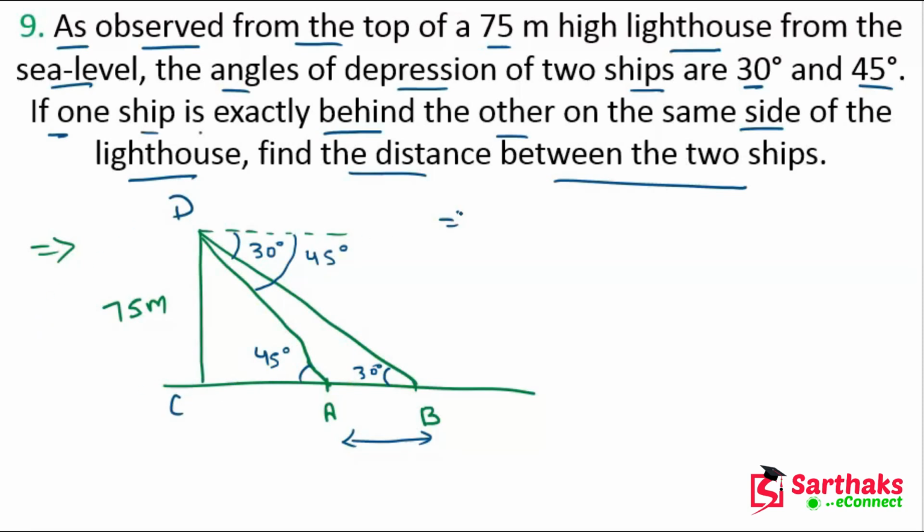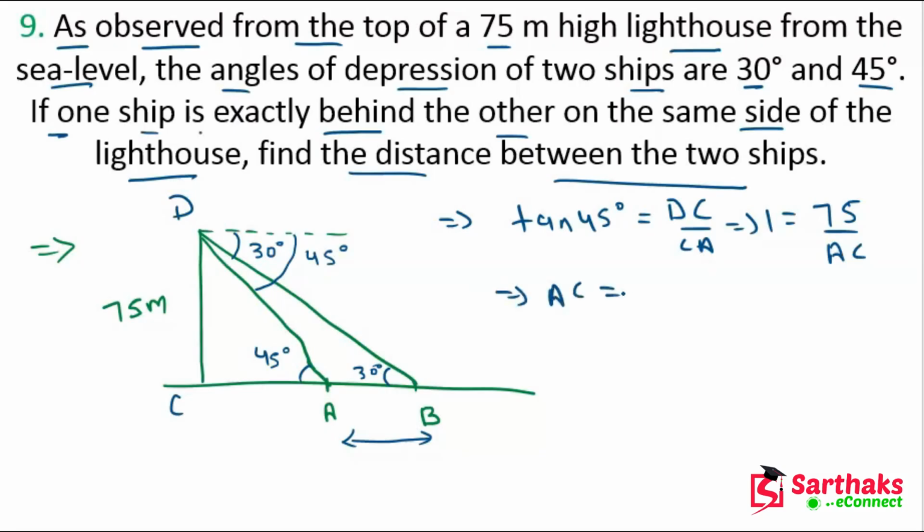Okay, now let's take tan 45 degree, which is equals to DC upon CA. Okay, and we know that 1 is equals to DC is 75 upon CA. So we have AC is equals to 75 meter.